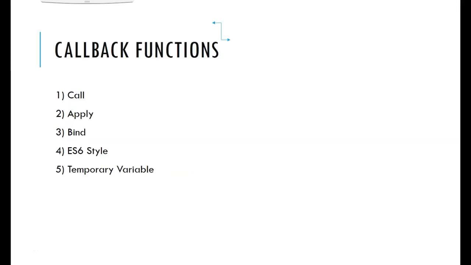Similarly for event handlers, as we have done for callback functions, we can change the parent context. Event handlers work similar to callback functions, since they are also callback functions. Even in the case of event handlers, we don't know when they will execute. They will execute only after a user interaction. So even in the case of event handlers, you cannot use call and apply. You can use bind, ES6 style and temporary variable, as I have explained for callback functions.